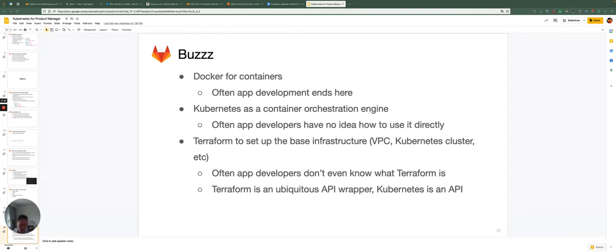First of all, what is Docker? Docker is container technology. There are other container technologies as well, but Docker is the most well-known, the most popular, and the one that Kubernetes and other tools are built upon. So we are only focusing on that. From a use case perspective, I think the easiest way to understand is that often application development ends by building a Docker container.